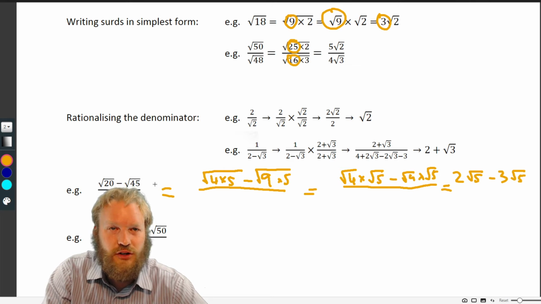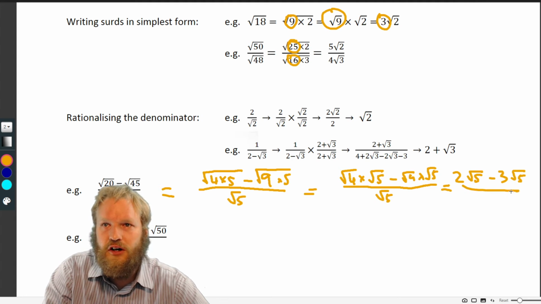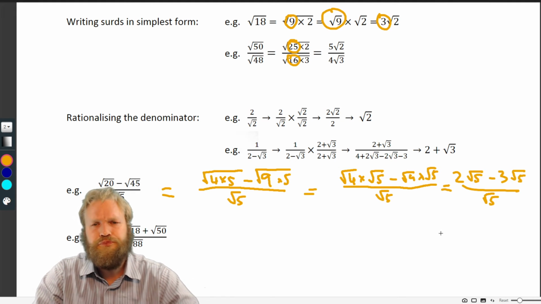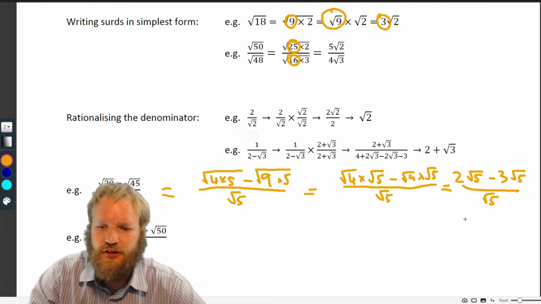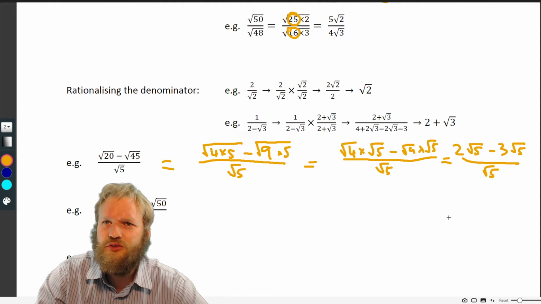So in other words, we look for a perfect square. Okay, over square root 5. Square root 5 over square root 5. Now there are two ways of going at it from here. 2 square root 5 minus 3 square root 5 over square root 5.